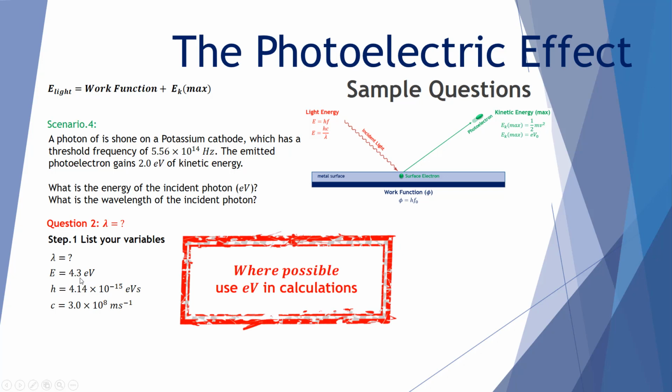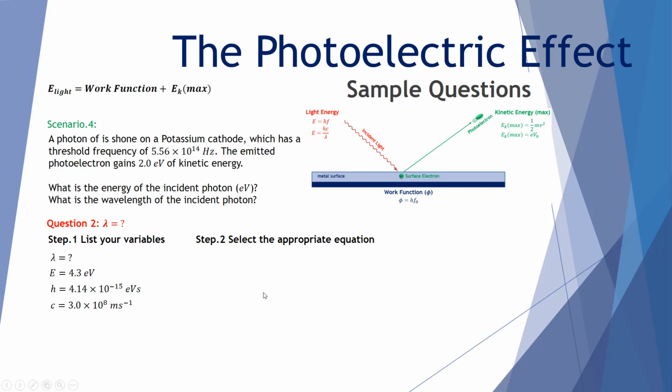Finally, question 2, what's the wavelength of the incident photon? Well, we know the energy is 4.3 electron volts, we know Planck's constant, we know the speed of light, and we want to work out the wavelength. And because the energy is in electron volts, we will use Planck's constant in the format of electron volt seconds. So let's select the appropriate equation, and it is E equals hc over lambda. We substitute and solve. We have 4.3 electron volts is equal to Planck's constant times the speed of light divided by the wavelength, which gives us a wavelength of 2.89 by 10 to the negative 7, or 289 nanometers.